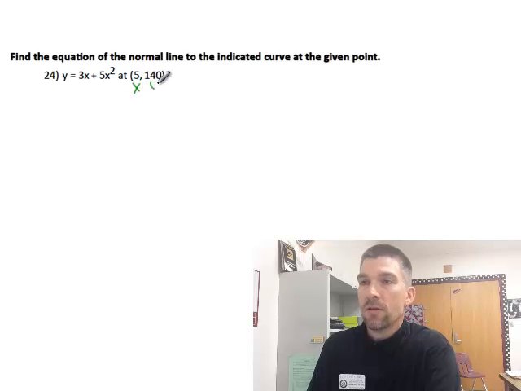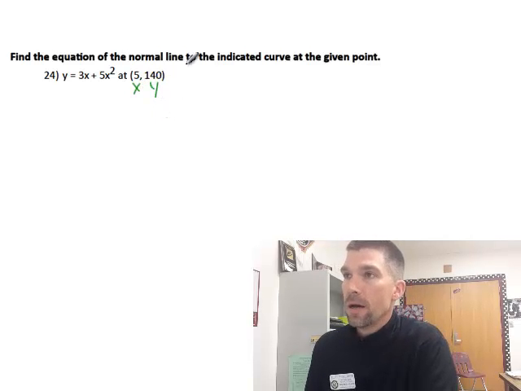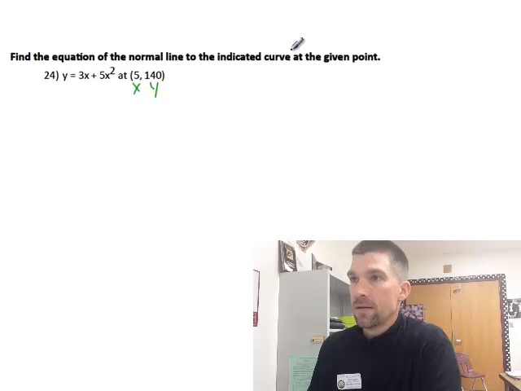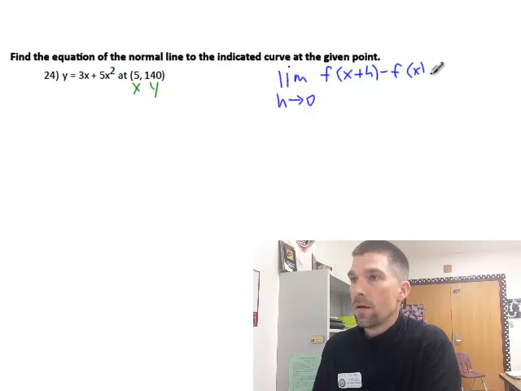So here's my point right here that they're giving me, x and y. I'm going to use my limit process again. So I'm looking at the limit as h approaches 0 of f of x plus h minus f of x all over h.